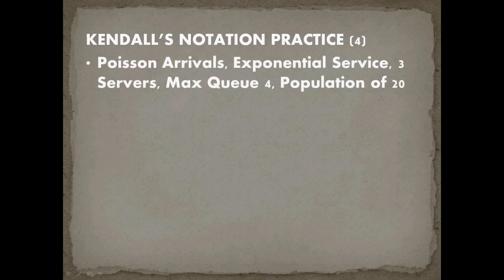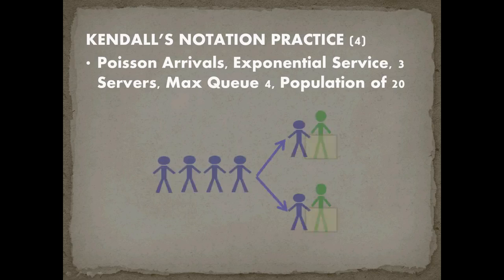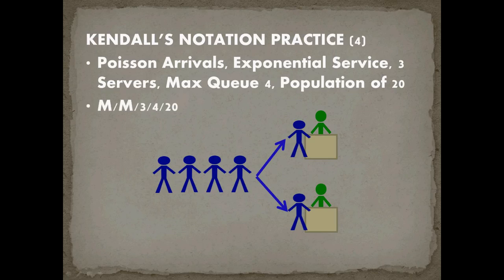So our fourth one, Poisson arrivals, exponential service with 3 servers, a max queue length of 4, and a population of 20. So we're going to use all 5 of those Kendall's element pieces to describe it. So what does this look like? I've got a max line length of 4 and 3 servers and a small population, so it's MM3, 4, 20.